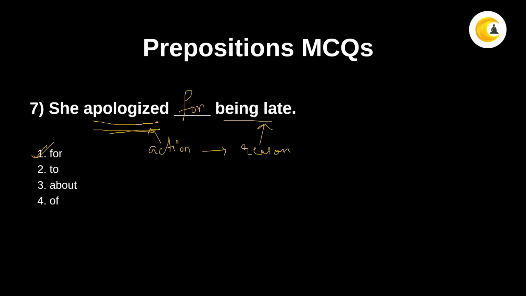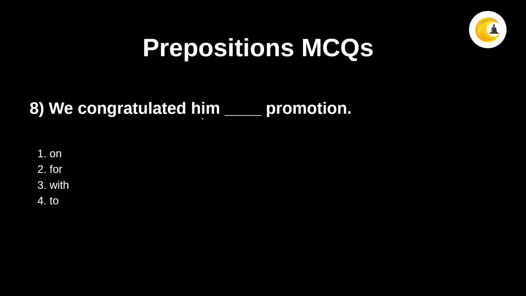Okay, so if the action, that is she apologizing, she's saying sorry, and that sorry is followed by a reason, that is being late in the statement, then you use the preposition for. All right, the next one.